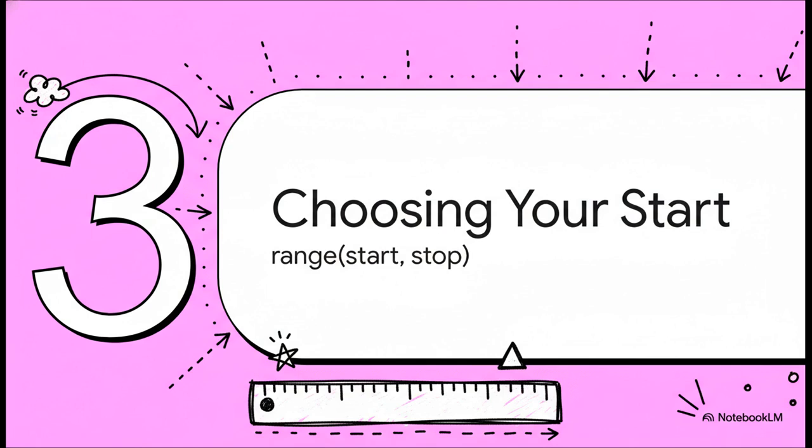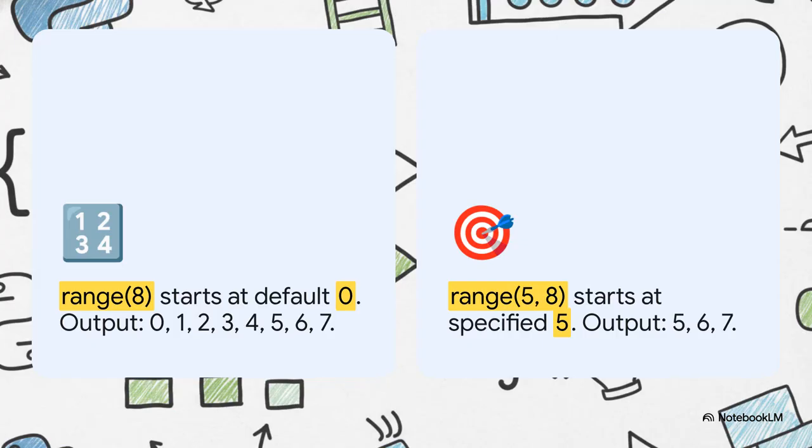Starting at 0 is great. It's the default. But let's be real, we don't always want to start there. So what if we need more control? What if we want our count to begin somewhere else? Well, that brings us to the next level of using range. Just look at this side-by-side comparison. It makes it super clear. On the left, range(8) does its normal thing. Starts at 0, gives you 8 numbers.